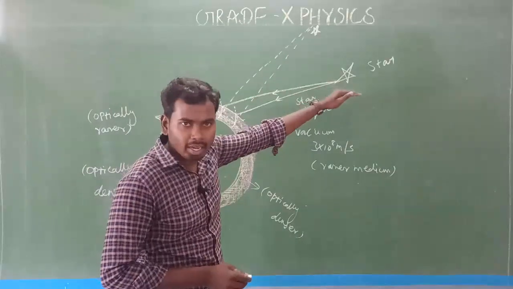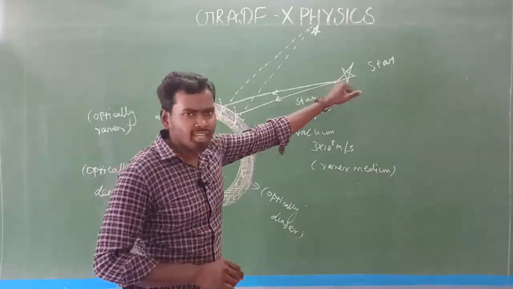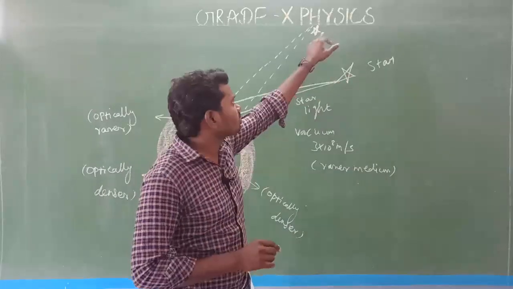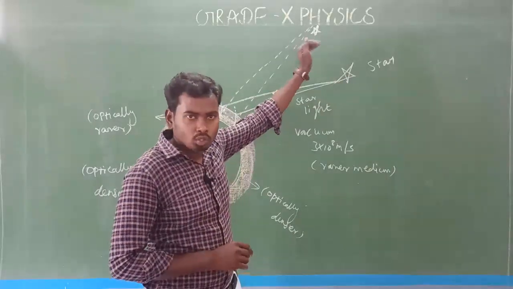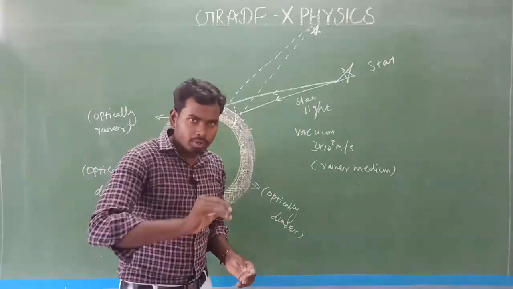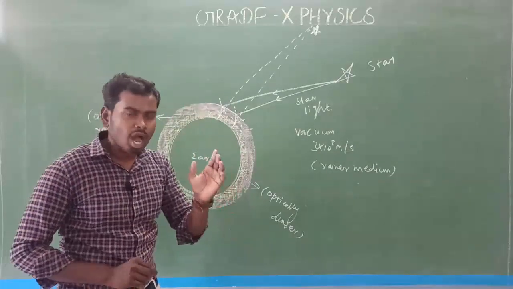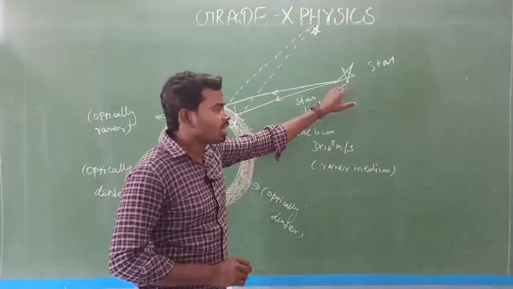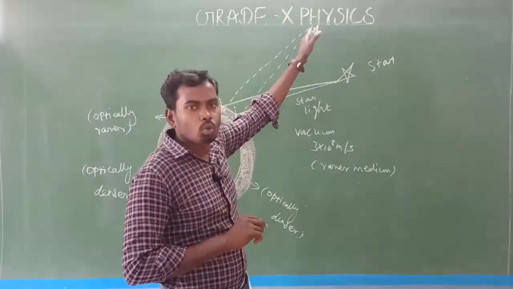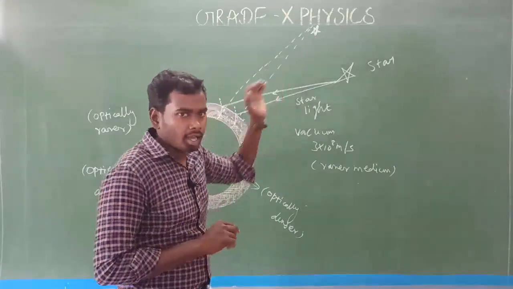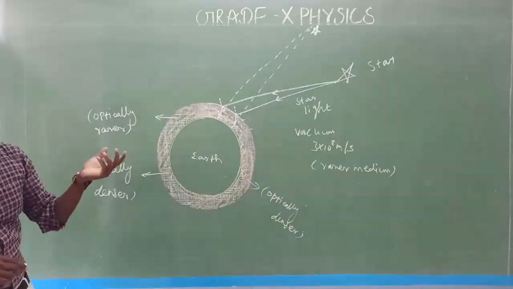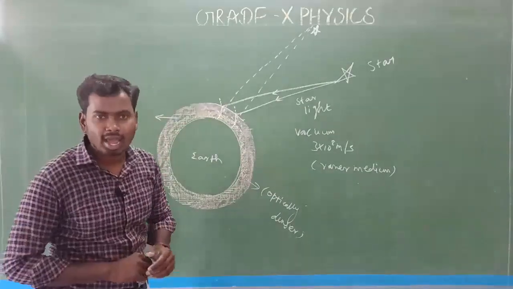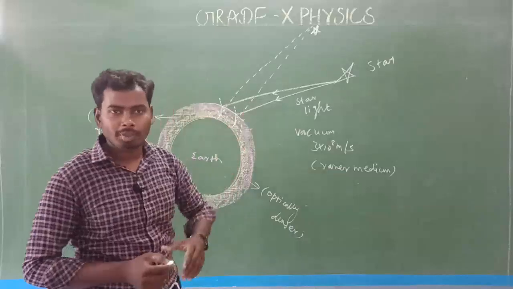Actually, this is higher than the original star position. Am I right? So look here. If we observe the star position from the Earth's surface, it appears to be raised from its original position. Is it clear? Here, this much star position variation happens due to atmospheric refraction.